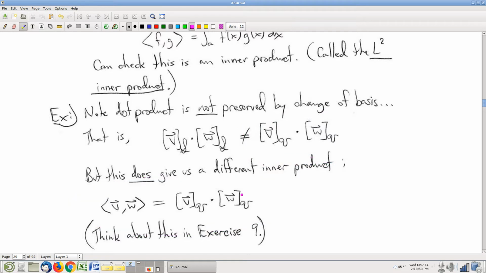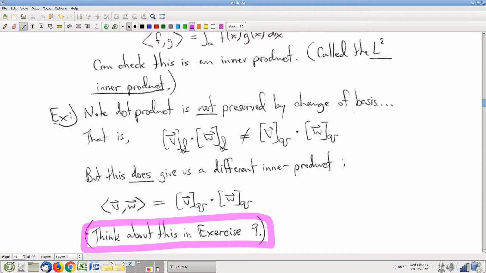Okay, so this is something that you can check all four of the properties. By the way, in exercise 9 for section 9.1, the way exercise 9 is written is not exactly like this. It's written in a different way.